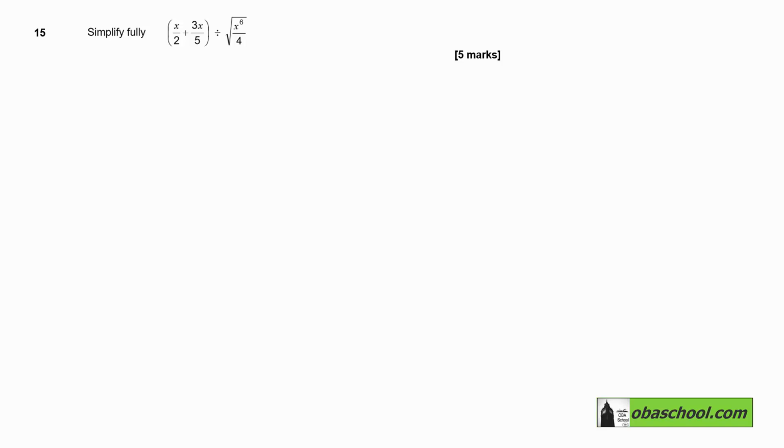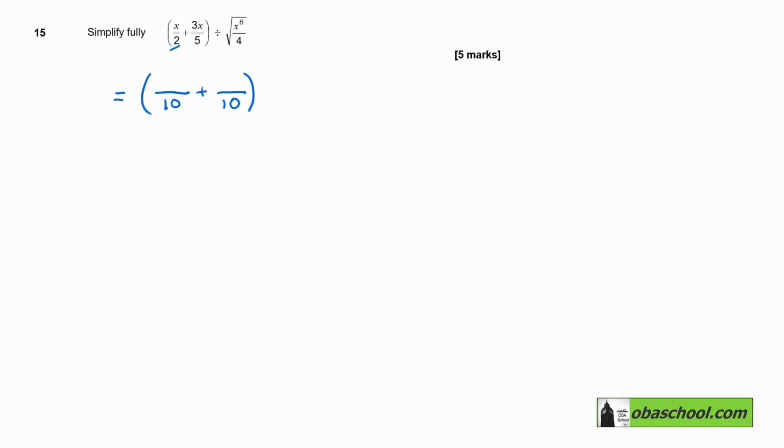Simplify fully (x over 2 plus 3x over 5) divided by the square root of x to the 6 over 4. So we need to deal with the addition in the bracket first. We're adding fractions there, so we need a common denominator. For 2 and 5, 10 is a good common denominator.